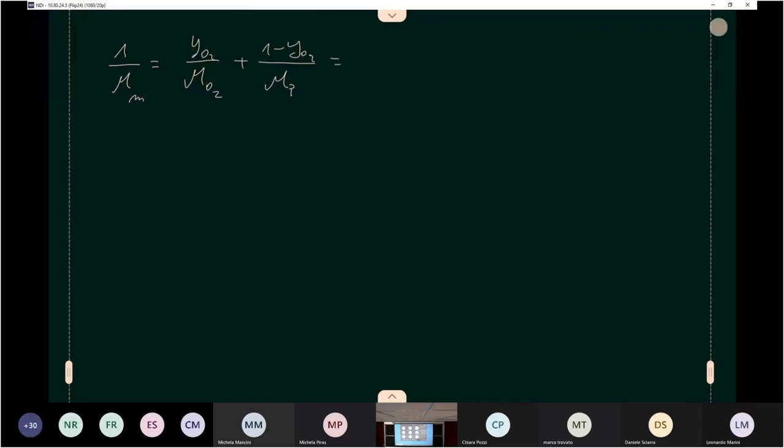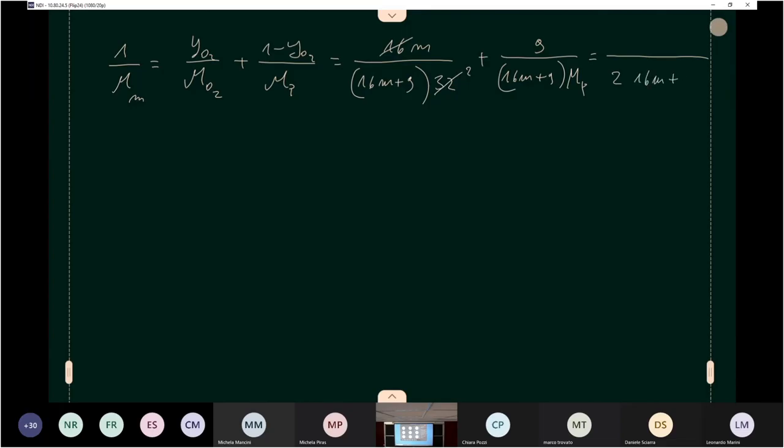And here we have 16n over 16n plus 9. This is y_O2. And then we have M_O2, which is 32. And on the other side, we have 9 over 16n plus 9. That multiplies, this is 1 minus y_O2, and there will be M_P here. So I can group also in this case. We see we can simplify, and we have twice 16n plus 9 as the denominator on this side, and we have n plus, again, to make these two appear, there will be 18 over M_P.